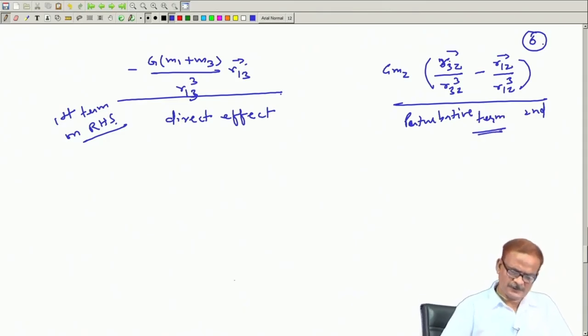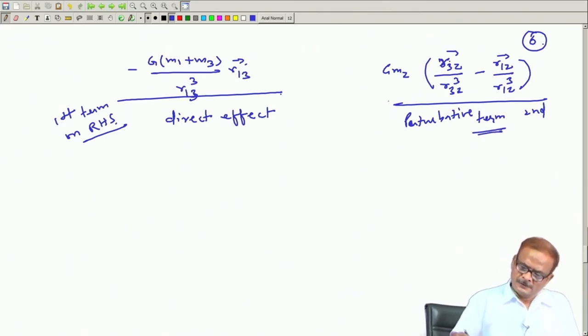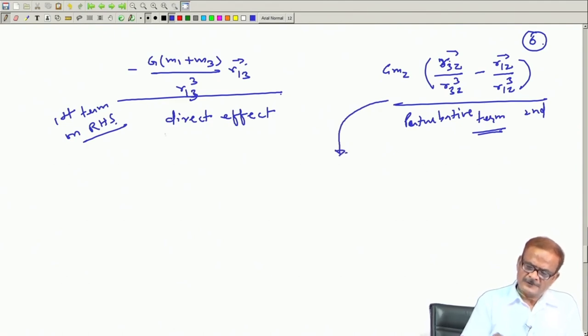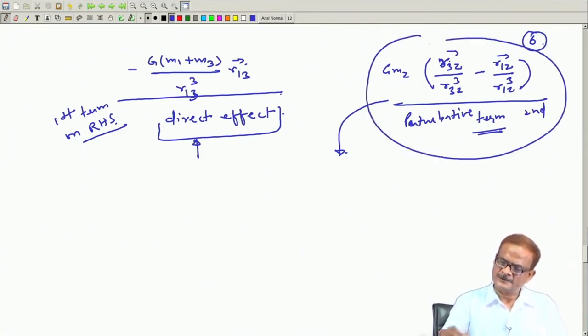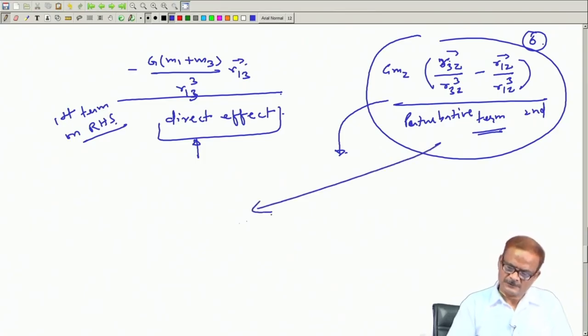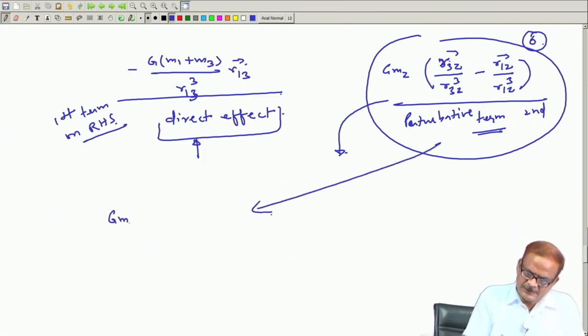And what does this mean? This is the direct effective term. This is just acting like a two body system, which is very much visible. This term here, which I have written as the perturbative term, has two terms involved in it. So, we break it up: G m2 r32.